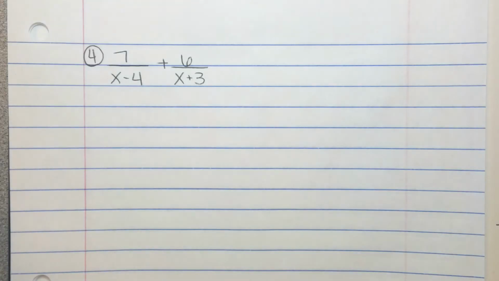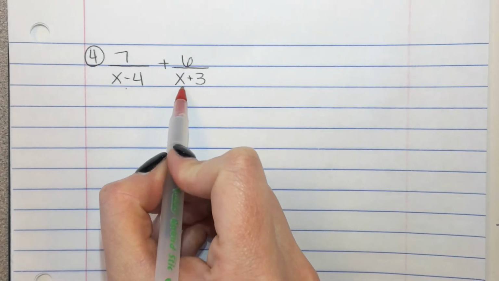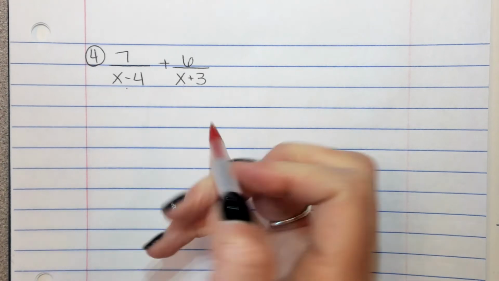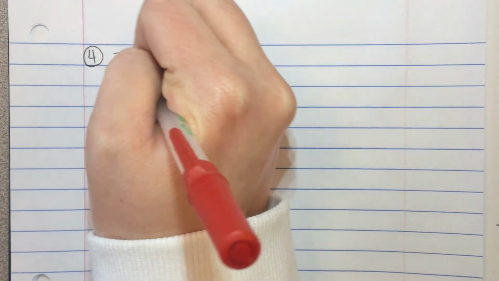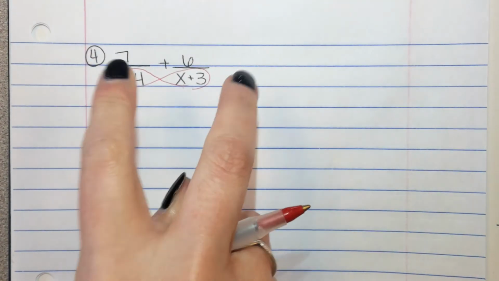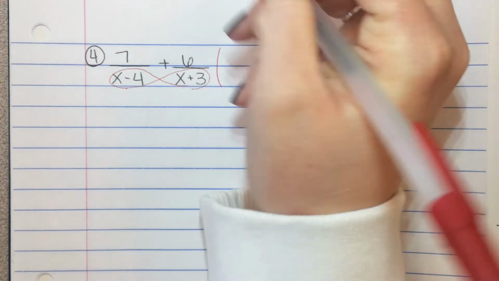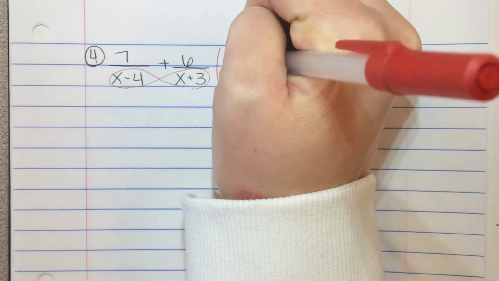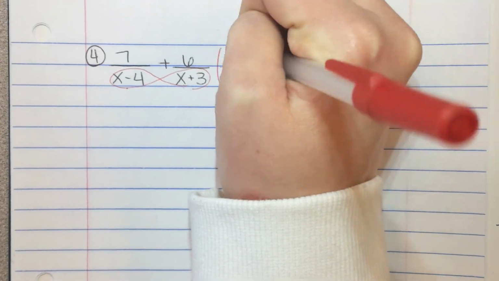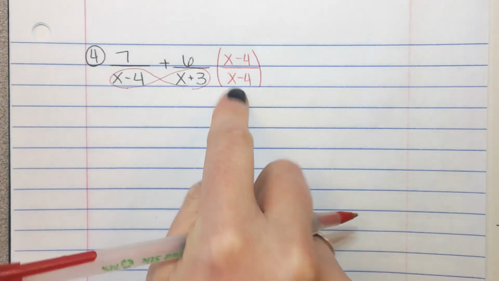Okay, next we have 7 over x minus 4 plus 6 over x plus 3. Obviously here our two denominators do not match. So we're going to swap denominators, kind of, and multiply by quantities equaling 1. So on this side, I'm going to do x minus 4 over x minus 4. So that's what I'm multiplying on the top and the bottom.